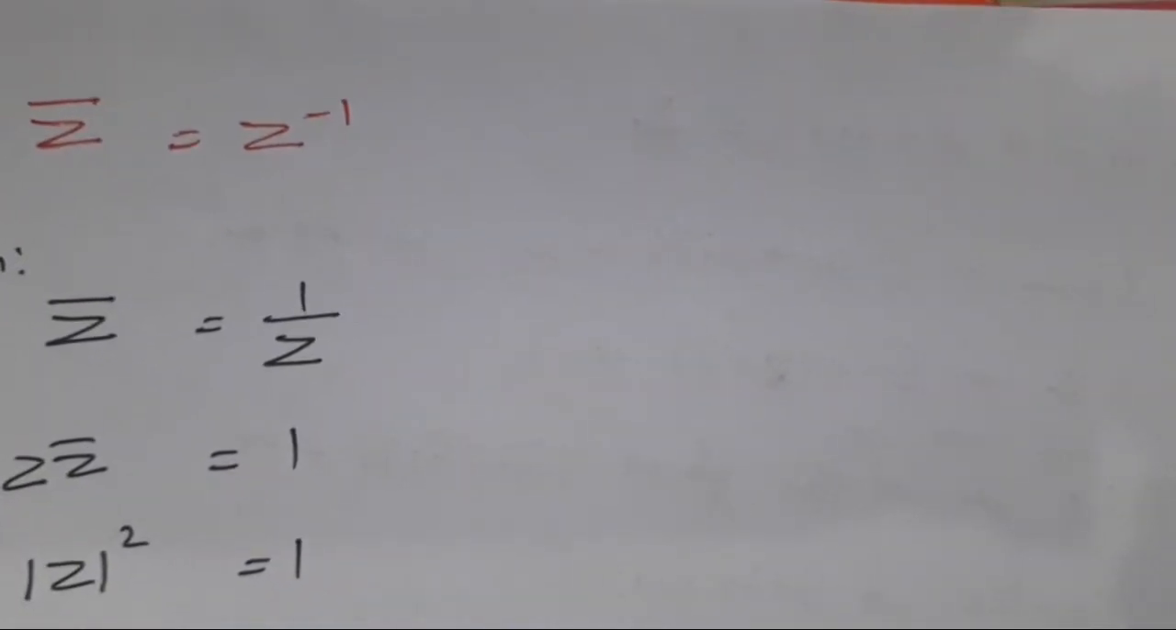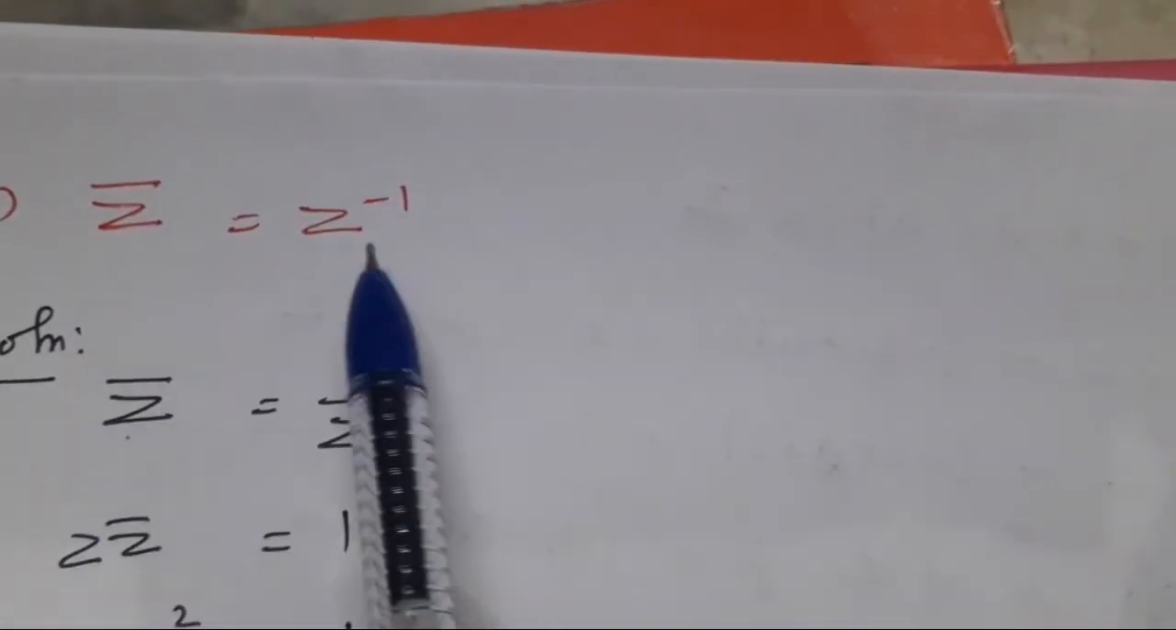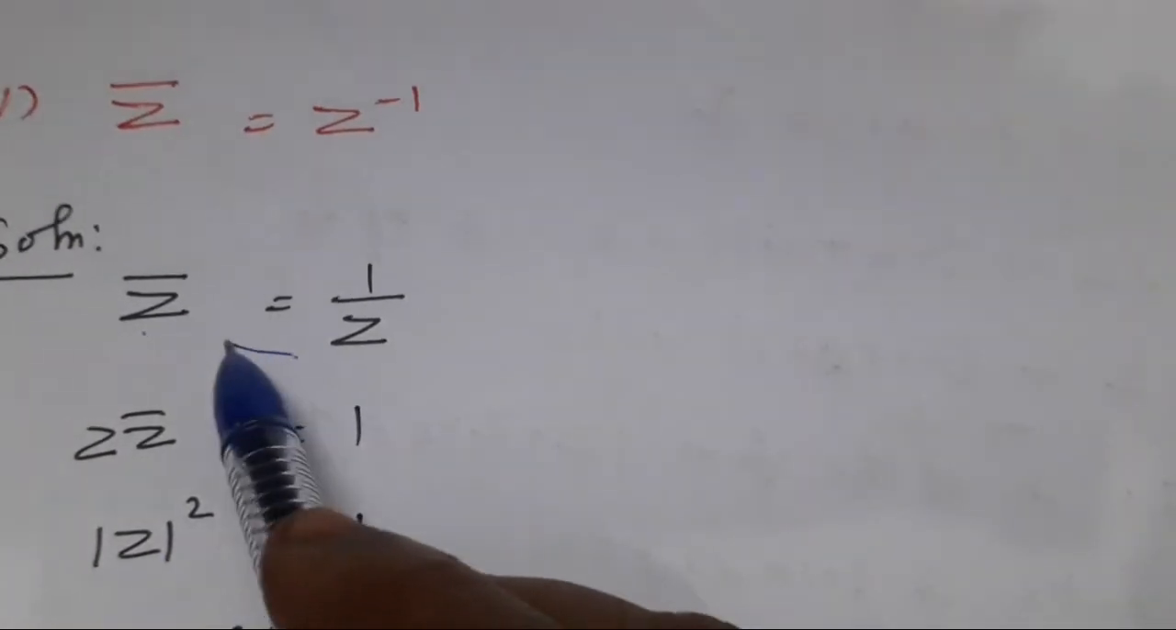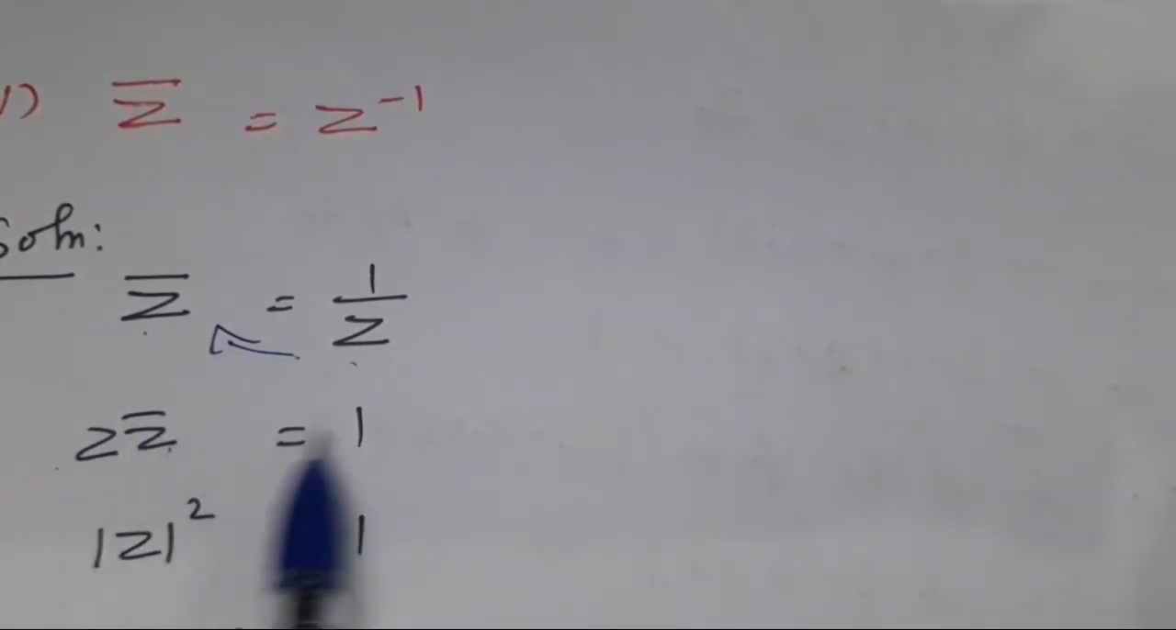What is the question itself given? Z bar equal to Z inverse. Z inverse is rewritten as what? 1 by Z. So if we multiply Z into Z bar, that is Z into Z bar equal to 1.